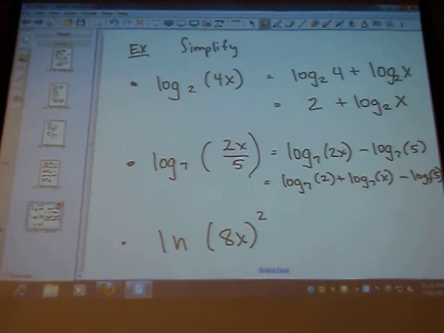So basically all we're doing is just separating them out. Yep. Seems like we should be doing more. That's it.